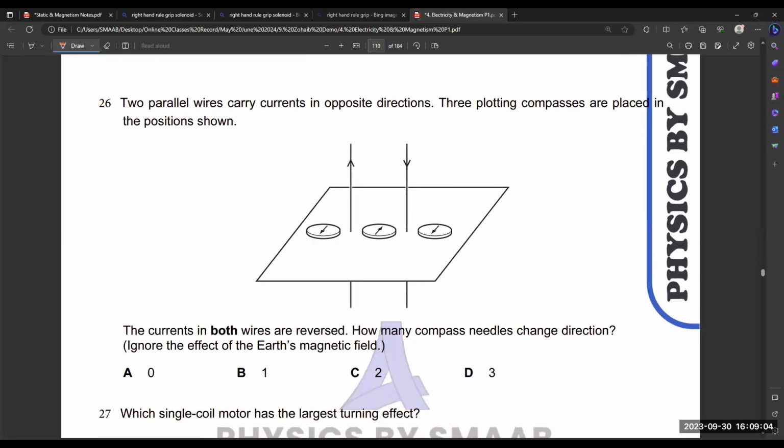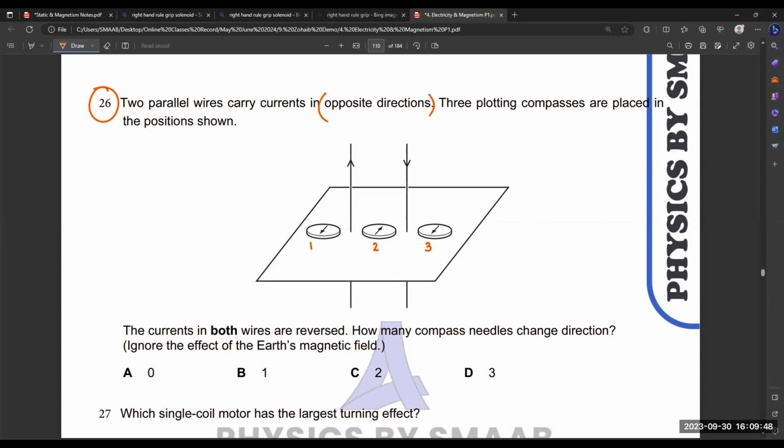Okay, consider question 26. So read the question and think about it. There are two parallel wires, okay, and wires carrying current in opposite direction. And three compass are placed in the opposite position as you can see in the diagram. First one is pointing in downward direction, second one in upward, and third one is again downward, right? So they all are opposite to each other. And this actually shows you when the current is moving in opposite direction, right?